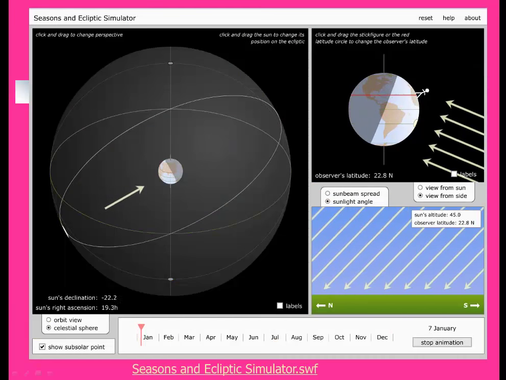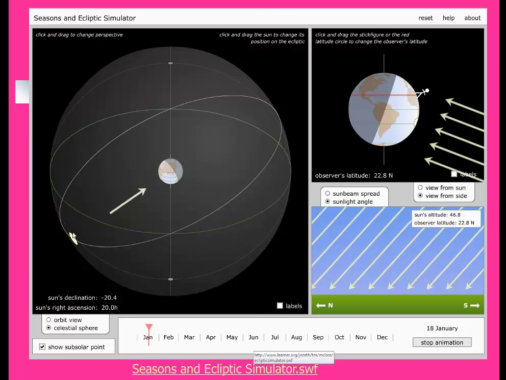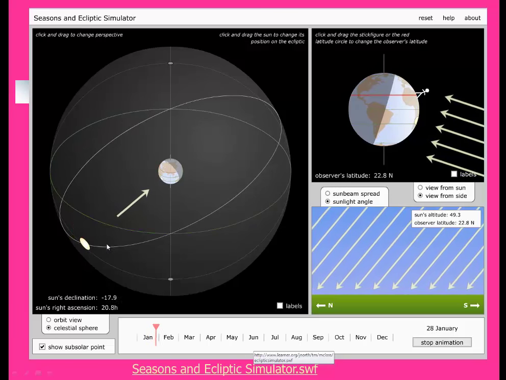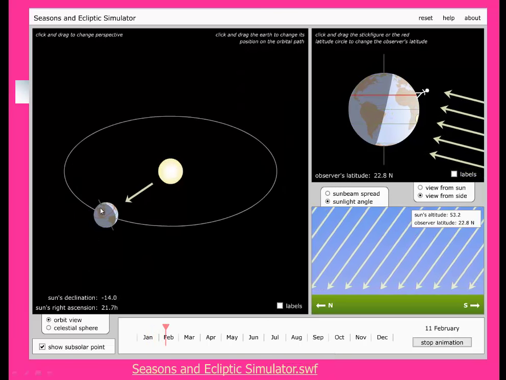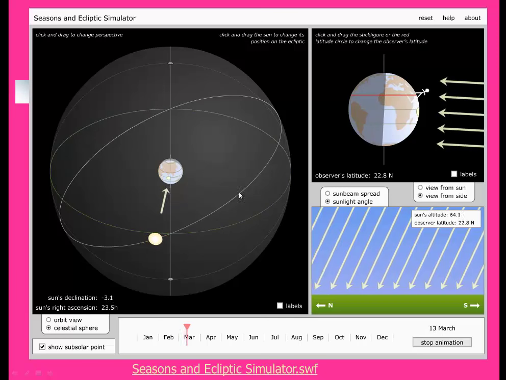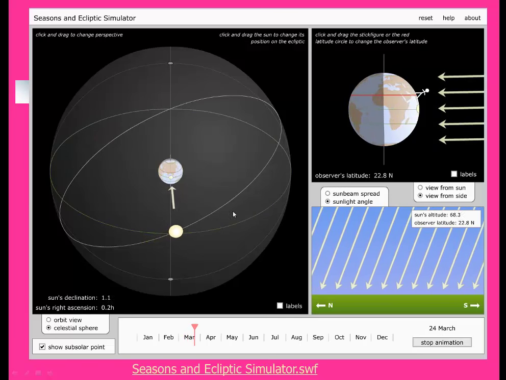This is another shockwave simulation, which you can get by clicking this, and what it does is show you the sun moving around the ecliptic. I'm actually going to do this view. You can see the Earth moving around the sun, which is what we consider, but really the sun moves around the ecliptic and the Earth moves around the sun.